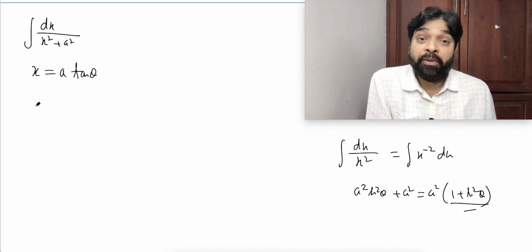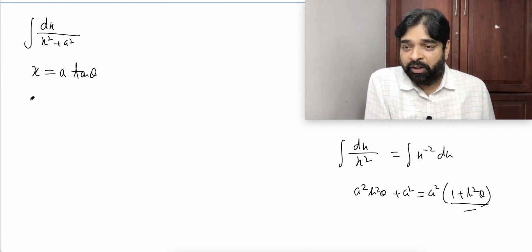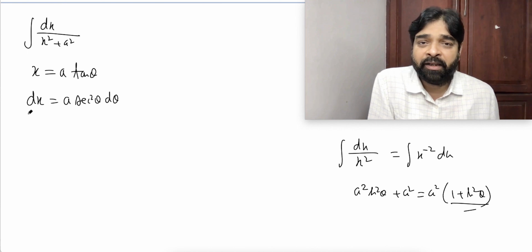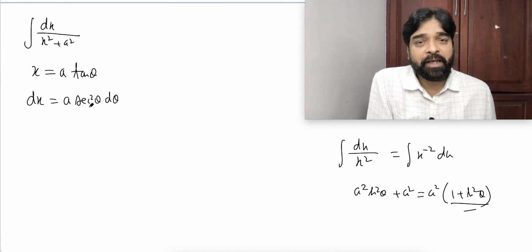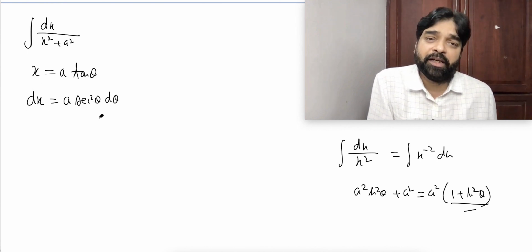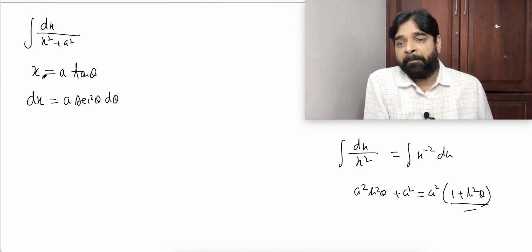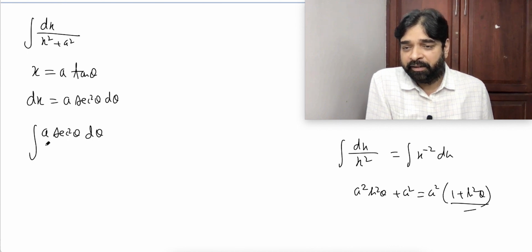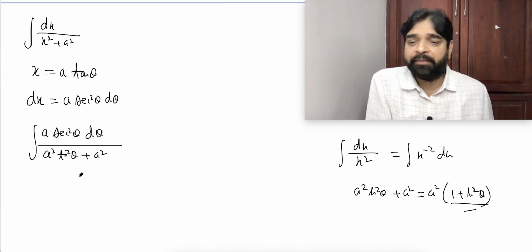x equal to a tan theta. So put it here. dx we calculate: dx equal to a secant square theta d theta. Have you understood what I did? dx by d theta equal to a secant square theta, so dx equal to a secant square theta d theta. That value I am substituting here. So you will get a secant square theta d theta divided by, with x equal to a tan theta, a square tan square theta plus a square.